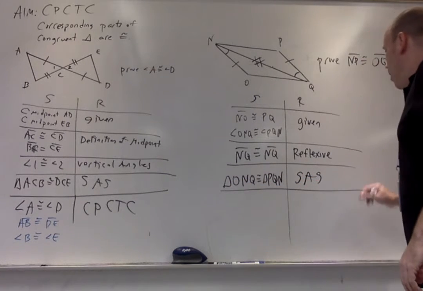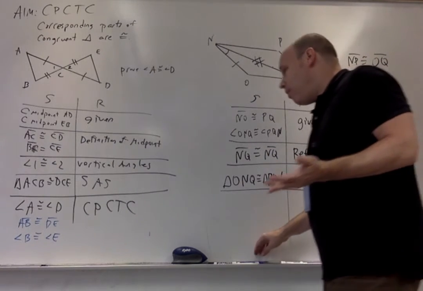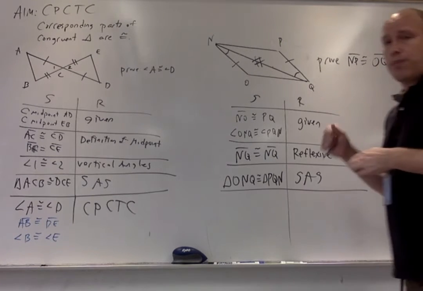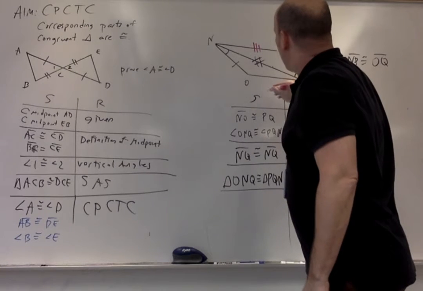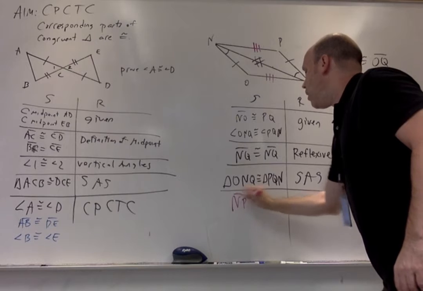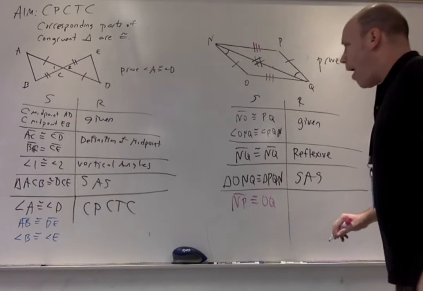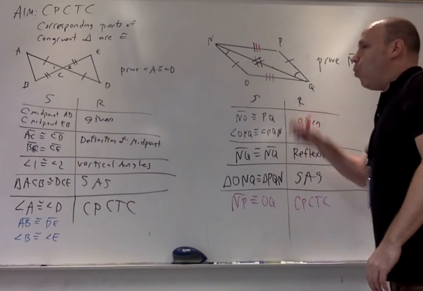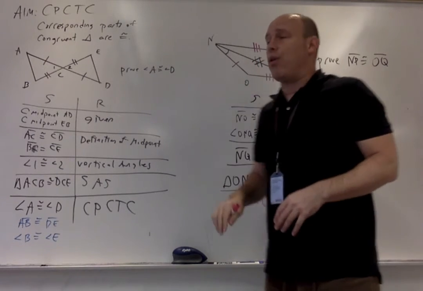Okay. But that's not what I've been asked to prove. Well, now I know that because these two triangles are congruent, all the other corresponding sides and angles are congruent. That means NP is congruent to OQ, which is what I want. And the segment NP is congruent to OQ. Why? CPCTC. Once I've proven these triangles are congruent, every other part is congruent.